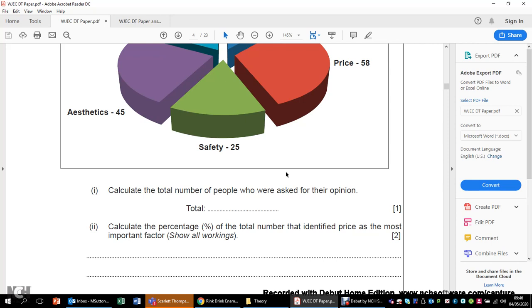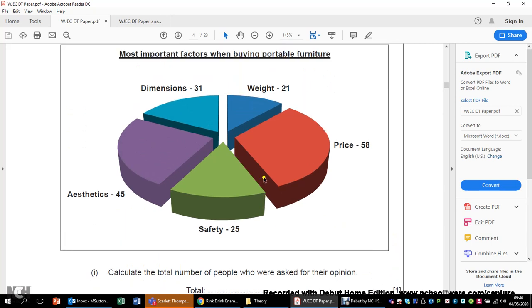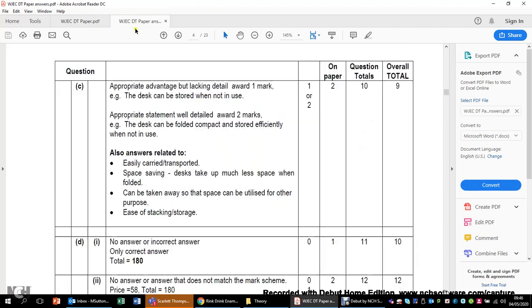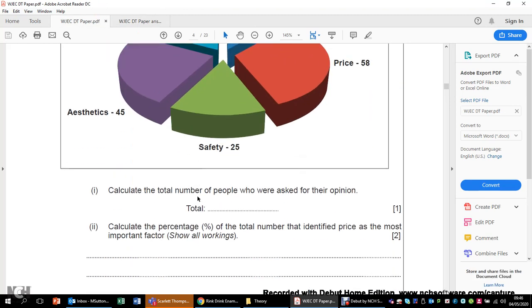Calculate the total number of people who were asked for their opinion. Interesting, I mentioned we didn't know how many. Well, it should be pretty straightforward. All of you should have got this. You should have just added all of those ones up. And if we come on to those answers, you will see the correct answer is 180. Anything less or more is no marks. Okay, so straightforward and simple for that one.